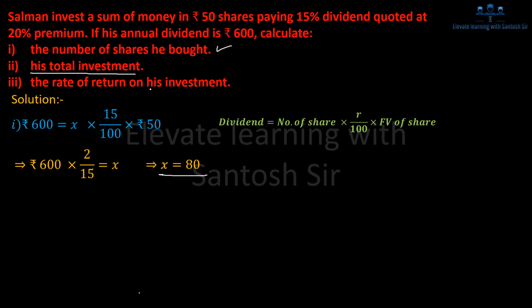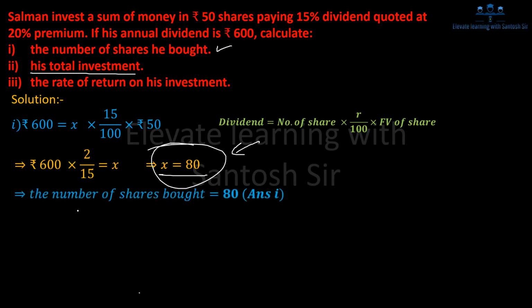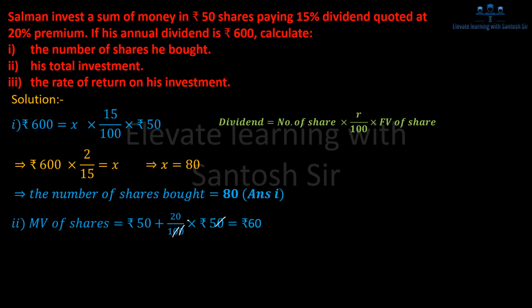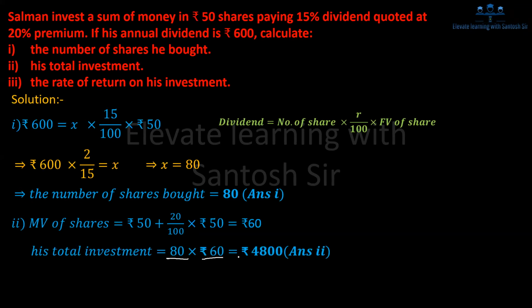His total investment is nothing but the number of shares multiplied by market value of each share. Market value is not directly given in the question. We know that market value will be nothing but face value plus the premium. Premium is 20%. So 20% of 50 we will add, which is nothing but 10. So 50 plus 10 gives us 60 as the market value. So we have the market value, we have the number of shares, we can find this total investment now. It is 80 times rupees 60, rupees 4,800.